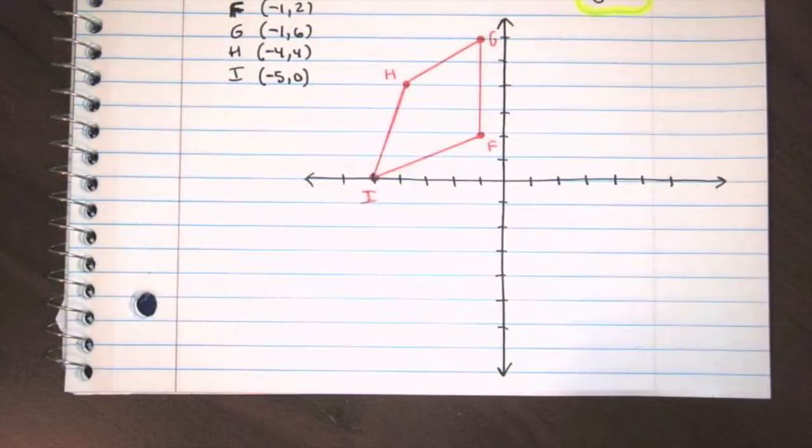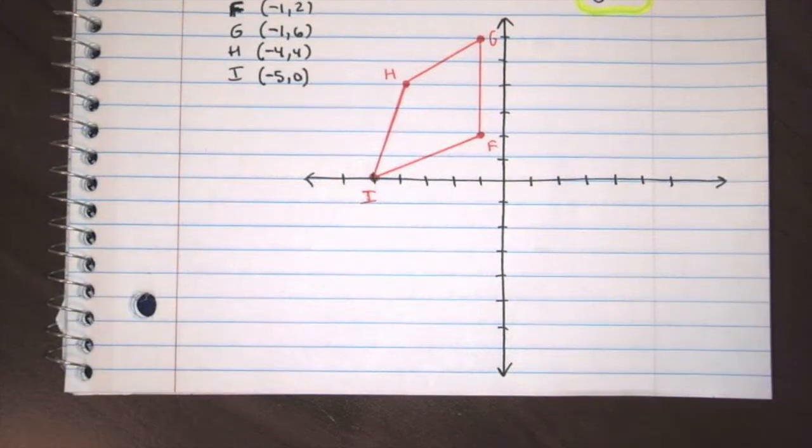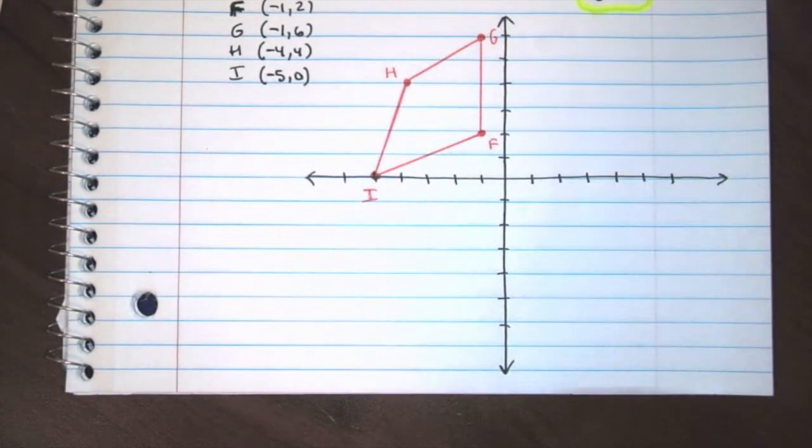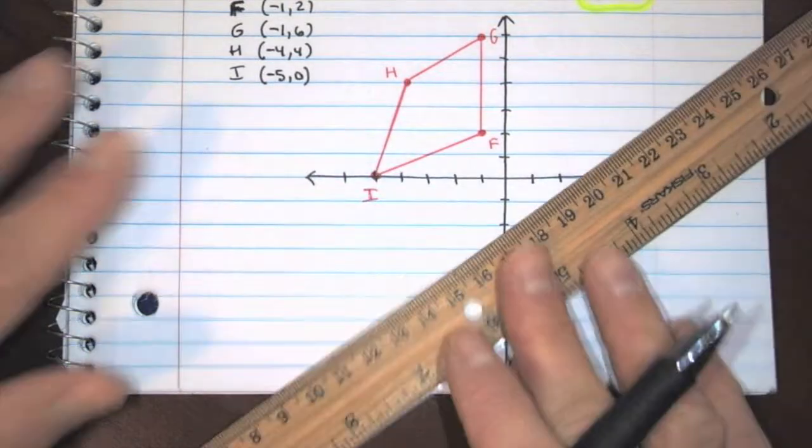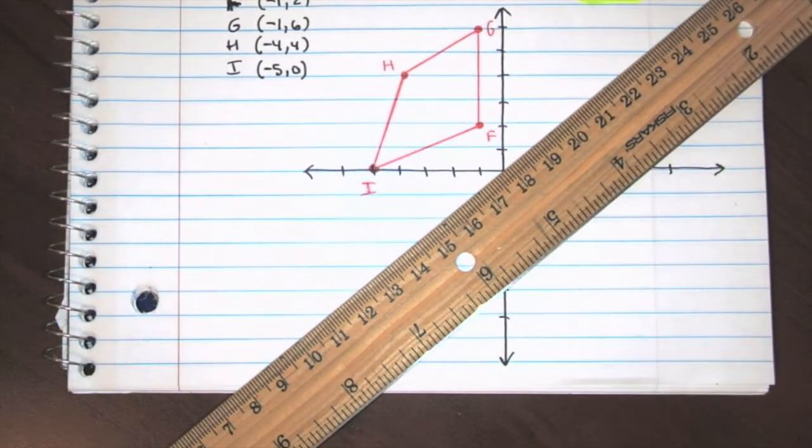Alright, here's a new one, folks. Brand new. What is the line y equals x? Well, I'm going to put my ruler down. That's the line y equals x. That is the line y equals x.